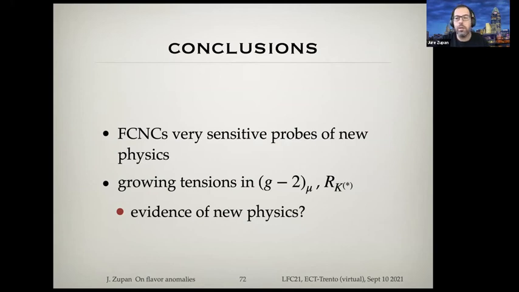All right, so I'm done. What I talked about, the first part was more general. Just a general statement that these flavor changing neutral currents are very sensitive probes of new physics. We should not be surprised if this is the first place where we see deviations, because in principle we are probing quite high scales. And then I talked mostly about this growing tension in the g-2 of the muon and R_K*. I dropped R_D. And the main question is whether this is evidence of new physics.